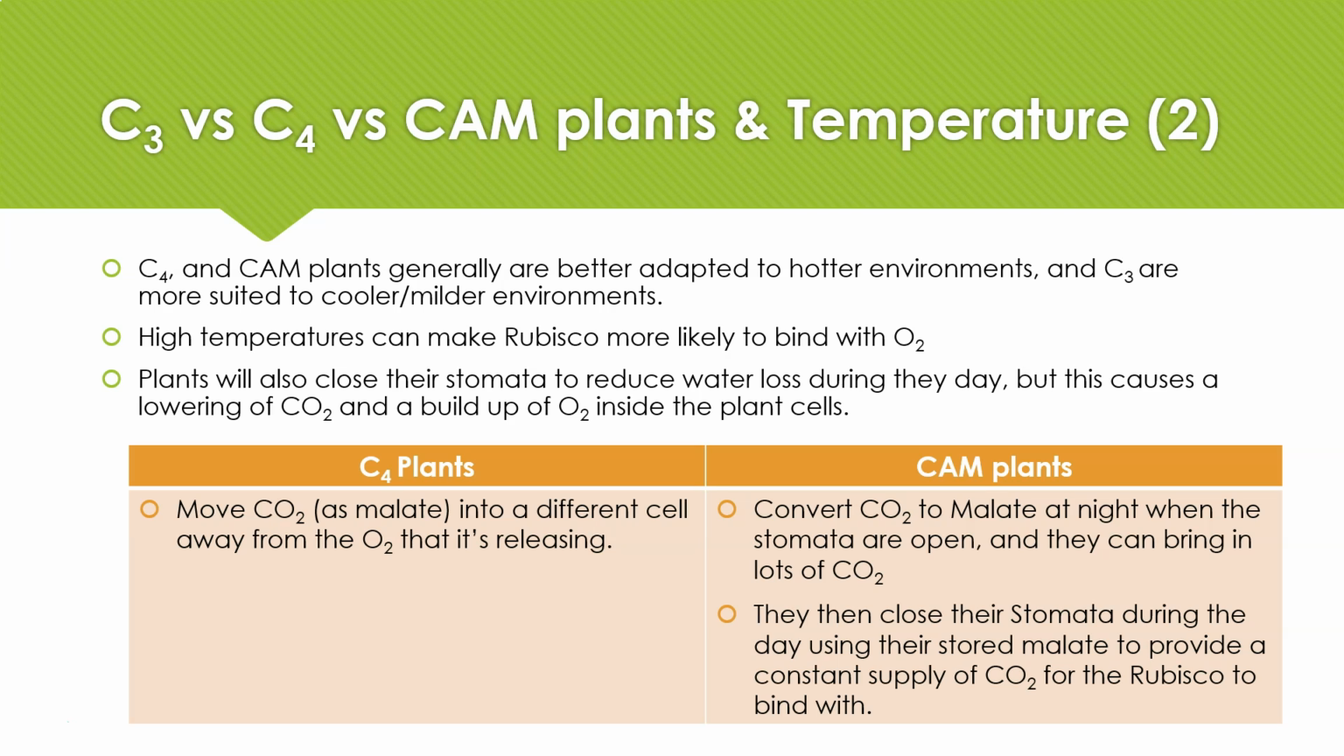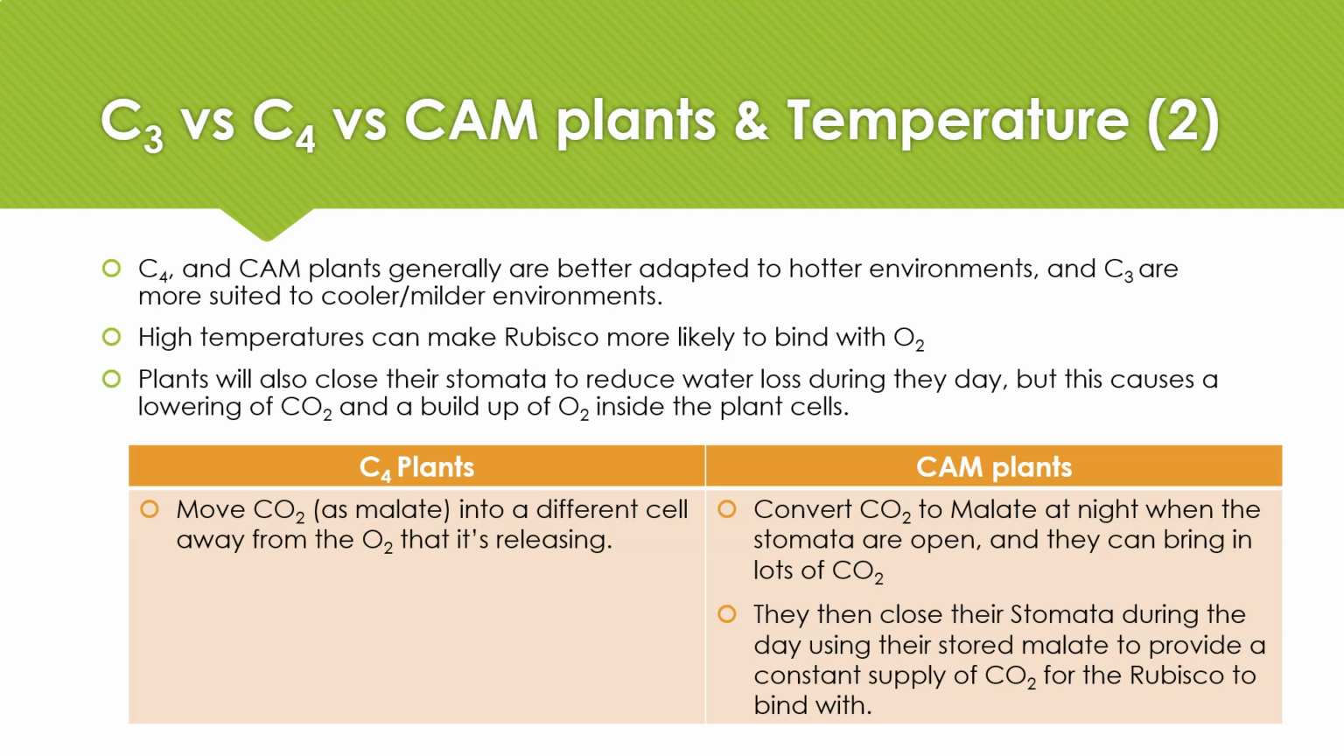As we know, the C4 plants will separate where rubisco is from where the oxygen is being made and put them into two different cells, so that carbon dioxide has to be moved into a different cell so it can attach to rubisco. And CAM plants will do things at different times of the day to build up a store of carbon dioxide at night, so during the day when they can't get new carbon dioxide, they can just pull out what they need from their store and give that to rubisco, so rubisco is not tempted to bind to oxygen instead.